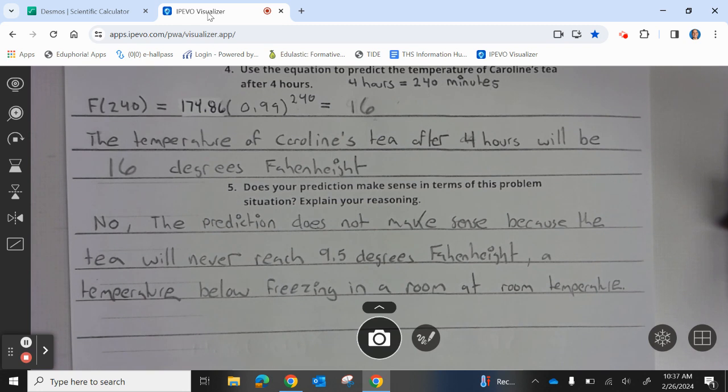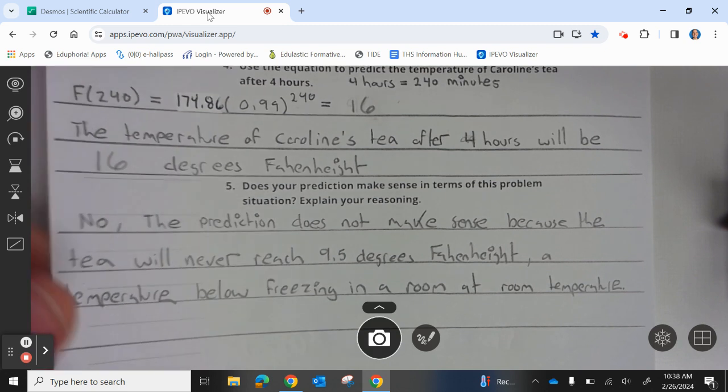5. Does your prediction make sense in terms of this problem situation? Explain your reasoning. No, the prediction does not make sense because the tea will never reach 16 degrees Fahrenheit, a temperature below freezing in a room at room temperature. All right, let's take a look at the next page.